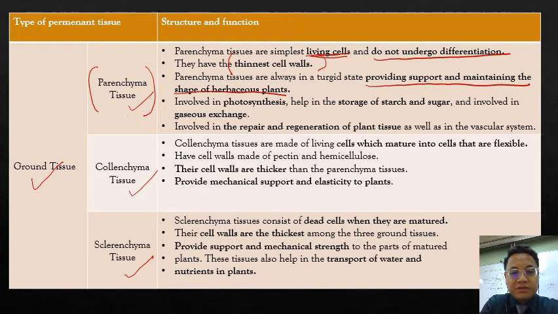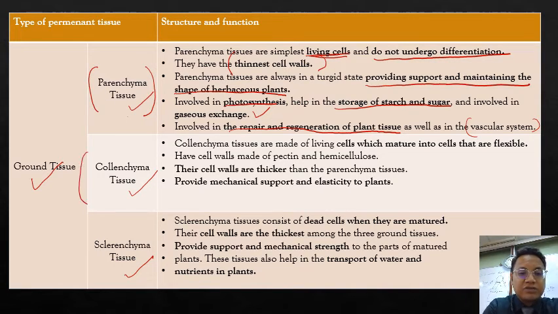Parenchyma tissue also helps in photosynthesis because they have chloroplast in them. They help in storage of starch and sugar and are also involved in gaseous exchange. Parenchyma tissue is also involved in repair and regeneration of plant tissue as well as in the vascular system. These are examples of the characteristics and functions of parenchyma tissue.